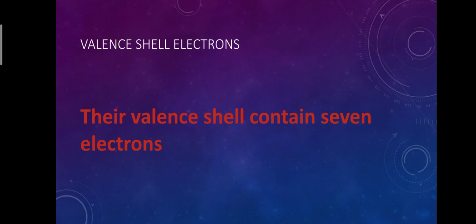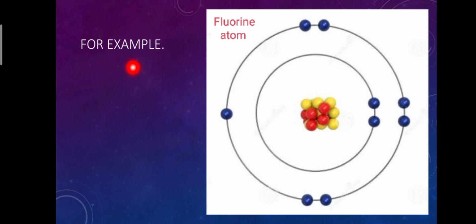Valency shell electrons. Their valency shell contains 7 electrons. For example, fluorine atom. The atomic number of fluorine is 9. 9 protons are present in the nucleus of fluorine with 10 neutrons, and 9 electrons revolving around the nucleus. K shell contains 2 electrons while L shell contains 7 electrons. The valency shell of fluorine is the L shell, which contains 7 electrons.